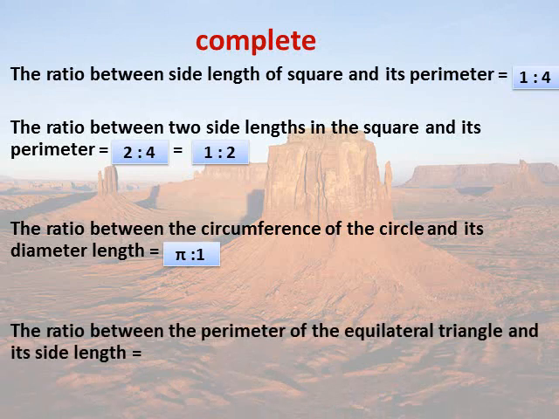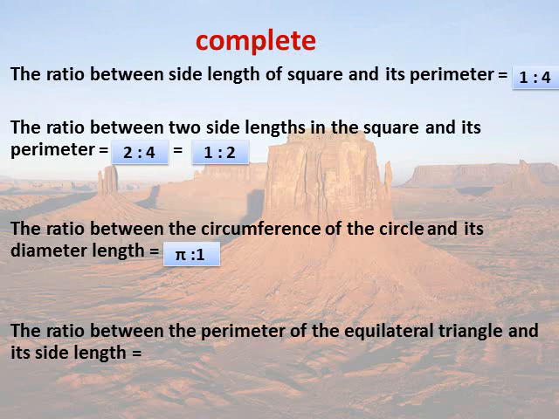The last example, the ratio between the perimeter of the equilateral triangle and its side length. An equilateral triangle has 3 sides equal in length. Its side length means one side length. The first term is the perimeter, the second term is the side length. The perimeter is the sum of 3 sides, and the second term is one side, so 1. The ratio equals 3 to 1.